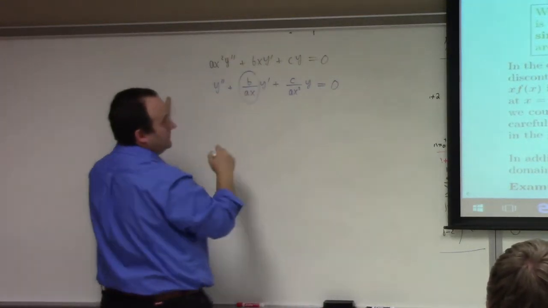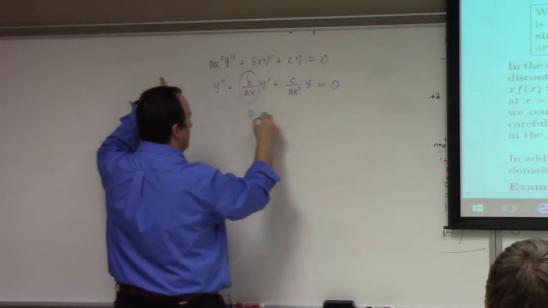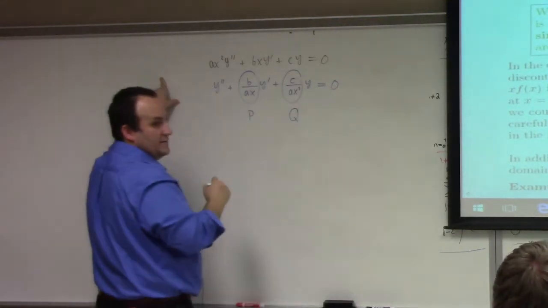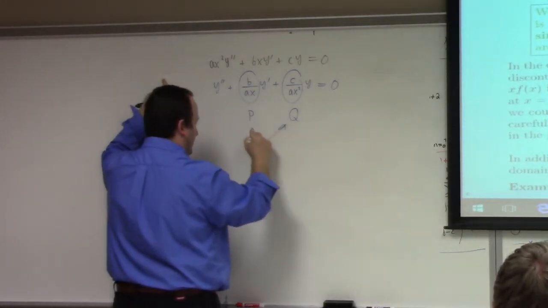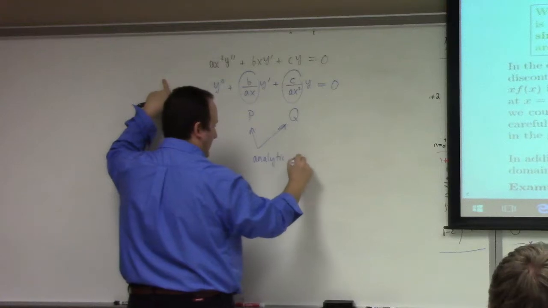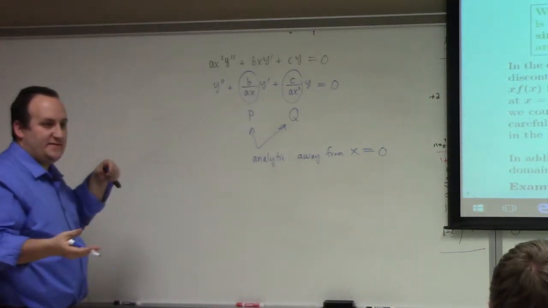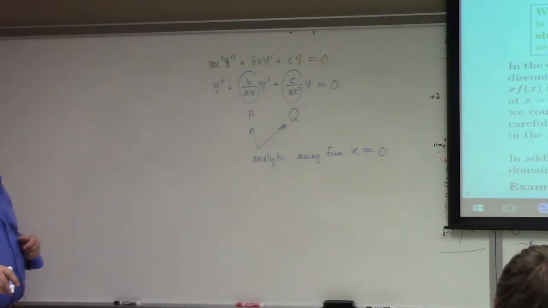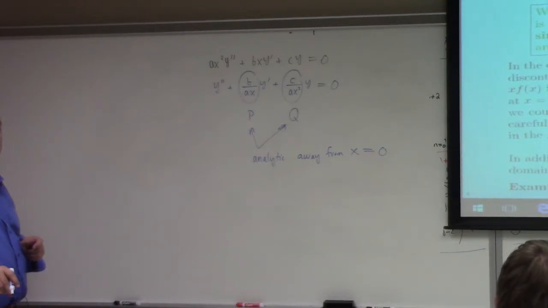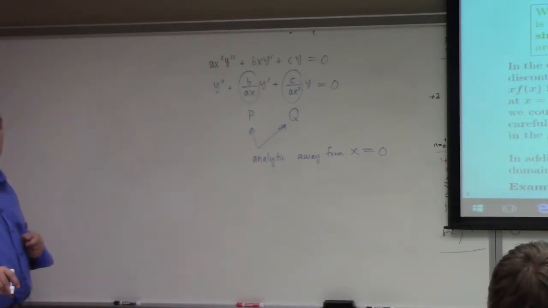See, this is my quote-unquote big P. This is my quote-unquote big Q. And these are analytic away from where? Away from x equals 0. If I picked any other point besides 0, every point except 0 is an ordinary point for this differential equation. So if I try to find power series solutions at 0, I get in trouble. So 0 is a singular point for the Cauchy-Euler problem. It's actually what's called a regular singular point.